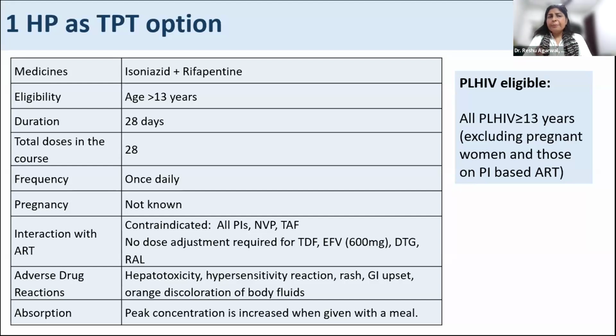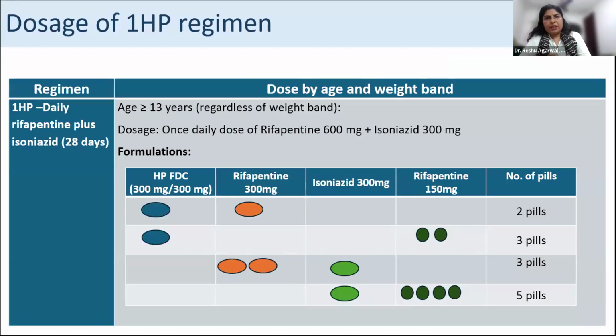Based on this profile of the drug, the PLHIV who are eligible for 1 HP are those more than 13 years of age, and we need not give it to pregnant women or PLHIV who are on a PI-based regimen. So these are just the two exclusions. All PLHIV more than 13 years can receive 1 HP, but if somebody is pregnant or on a PI-based regimen, these are two exclusion criteria for this regimen. Coming to the dosage.